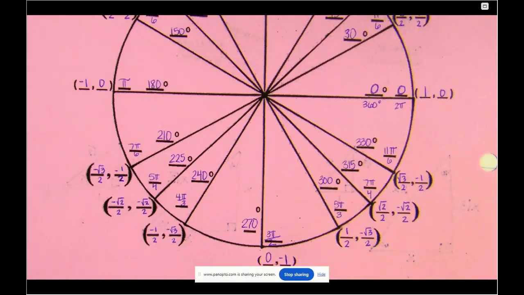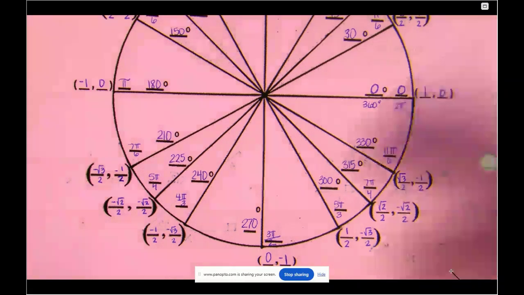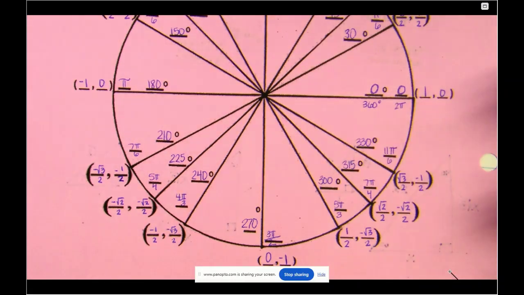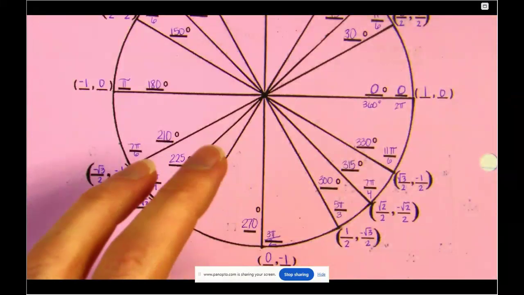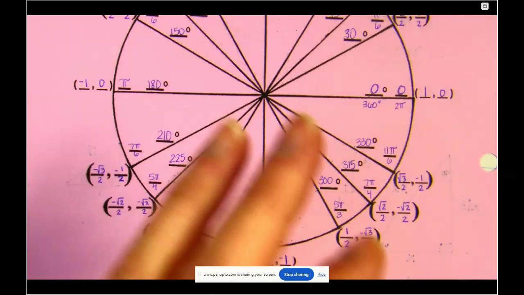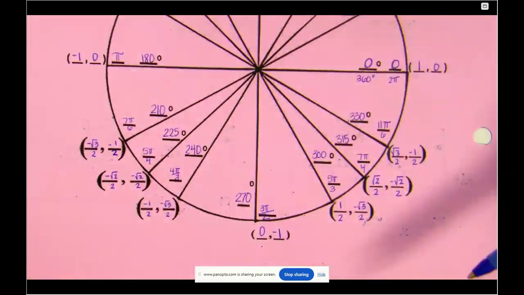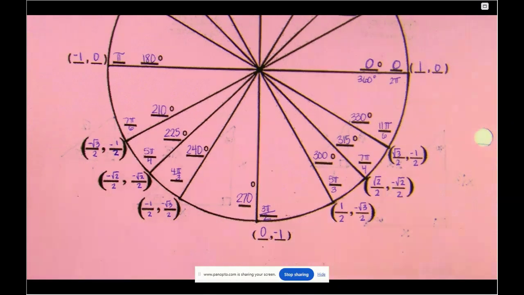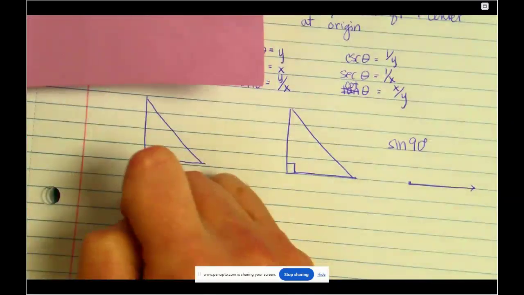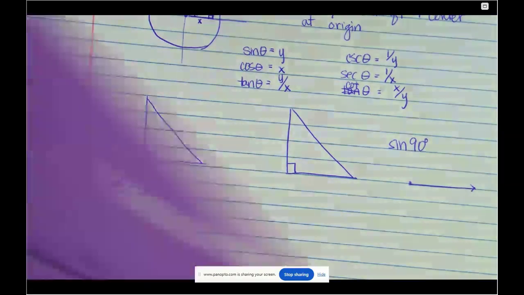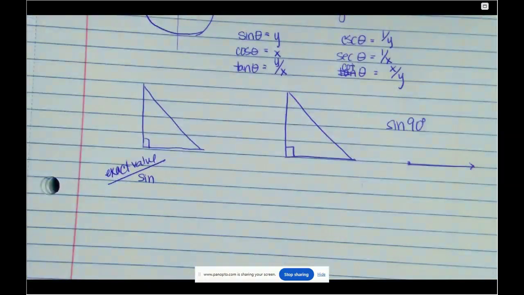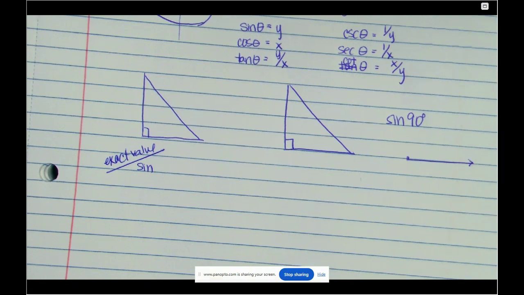Okay, now, what this lets you do is find the exact values of any angle on this chart, which is something that we do a lot of. Okay, so let me have you think about this. Anytime you see the words exact value, you're getting this guy out. Okay, because this is where you're going to get the exact values from.